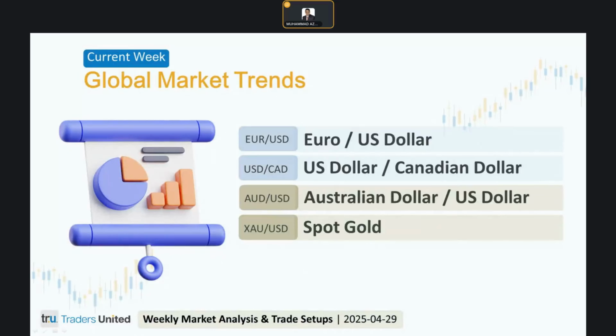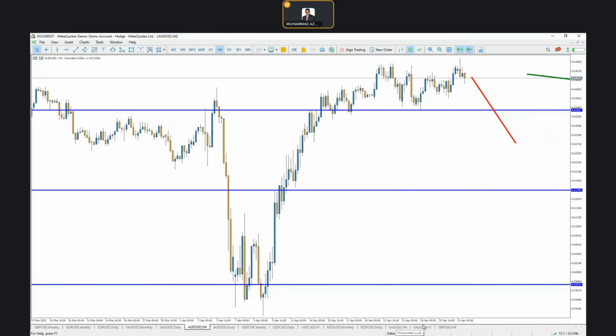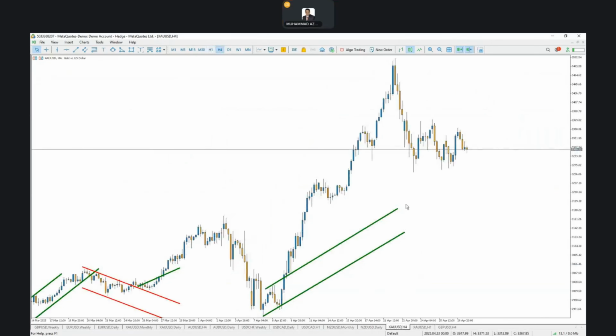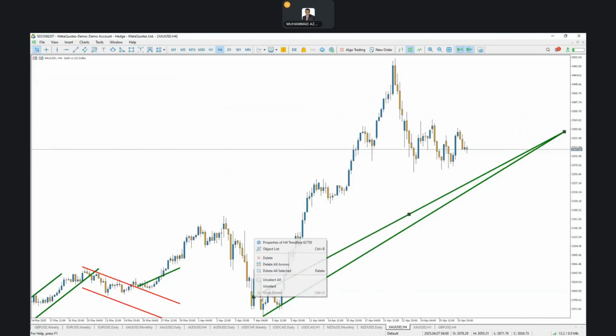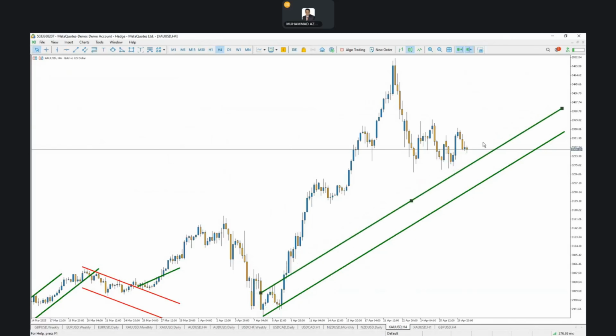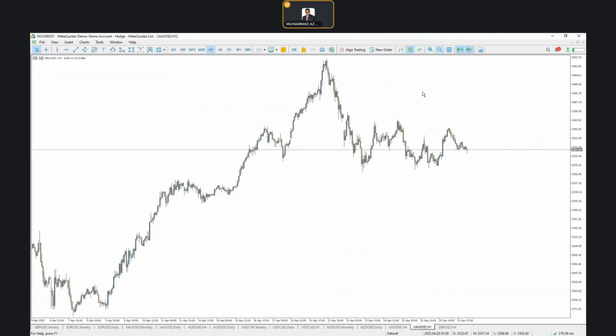Okay, next one is the spot gold. Let's take a look at a chart of gold. Gold is falling down. If I extend this trend channel, you see price action is almost there to hit this level. We're getting this sideways price action. This looks like, to me, we're getting some kind of a triangle type formation over here.